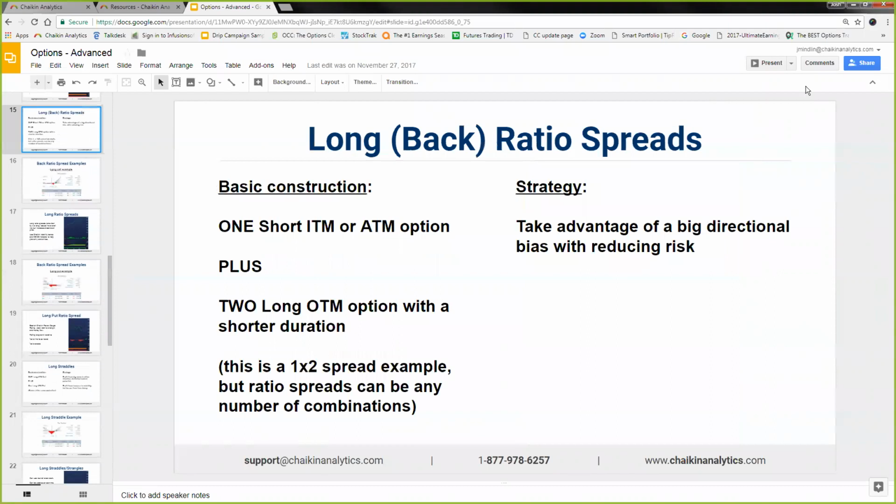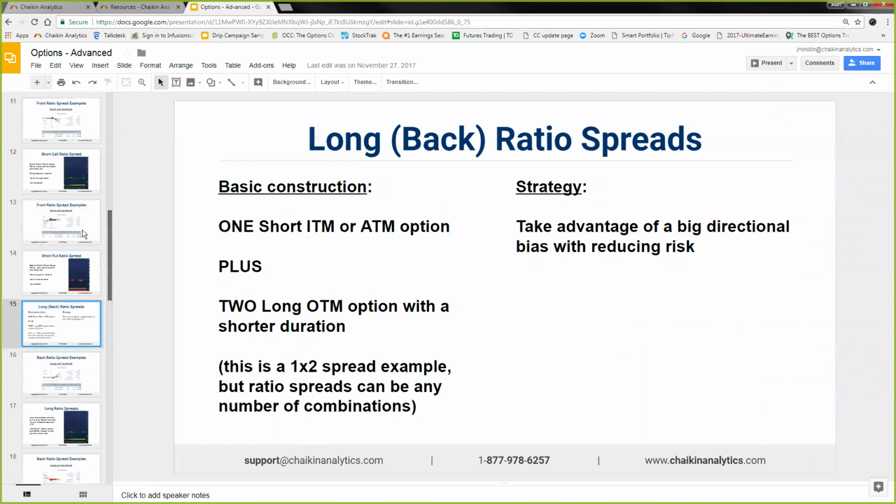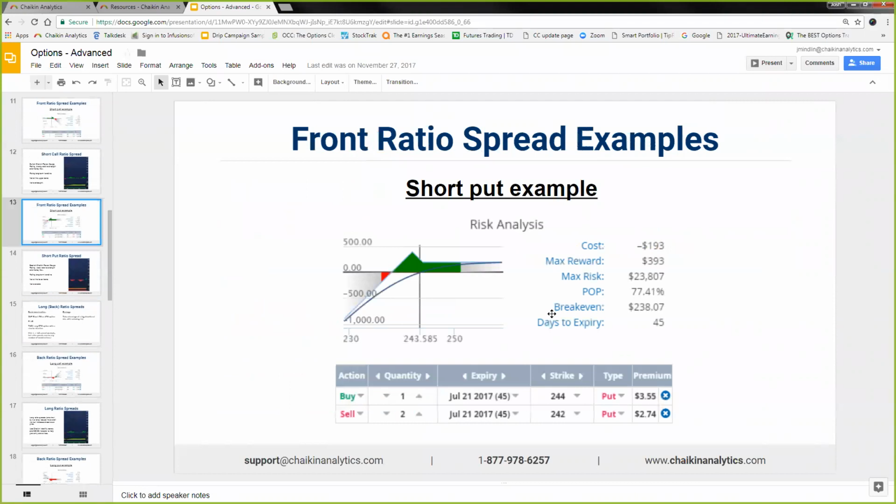So a back ratio spread is the opposite of a front ratio spread. In a front ratio spread, we are looking for small moves, nice manageable profits, right? We're eliminating risk in one direction. It's a high probability strategy where we have the chance to make a little bit more than the credit we take in, which is rare for credit trades. So we actually have a reward here that exceeds our initial credit, but it's one way to do that. But this is not for a big move. If you get a big move, you're in trouble.